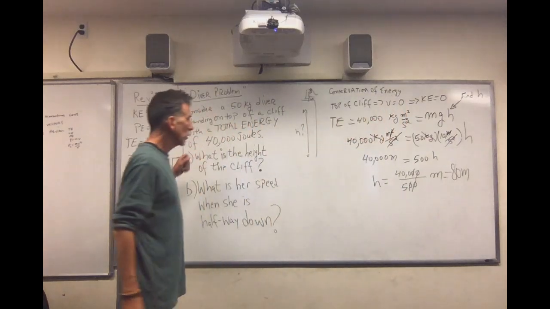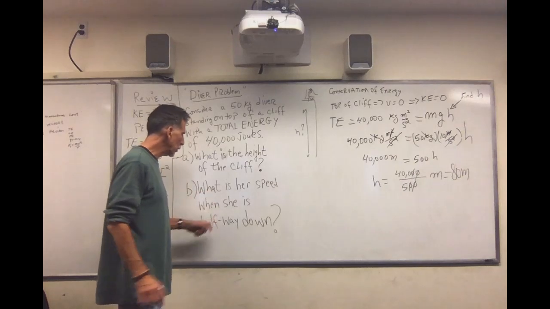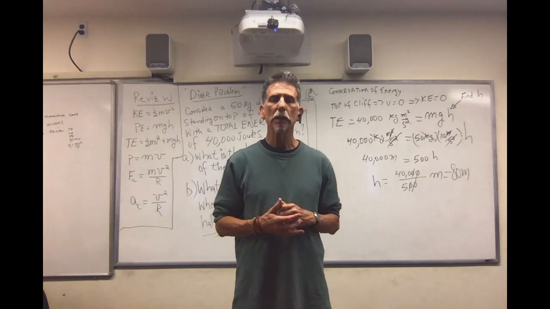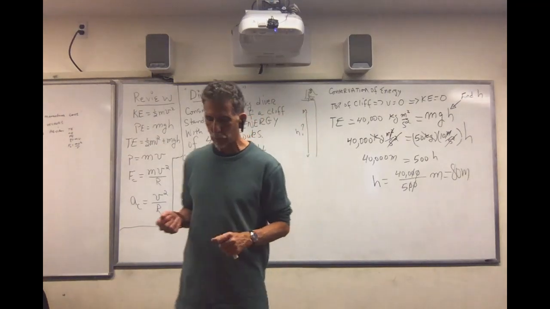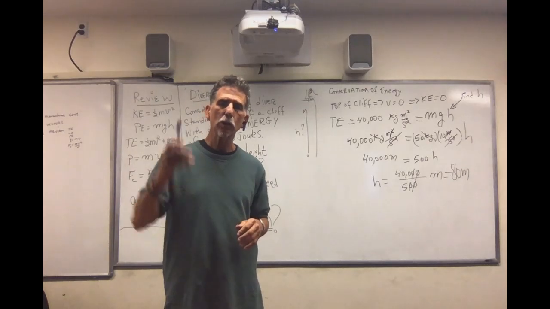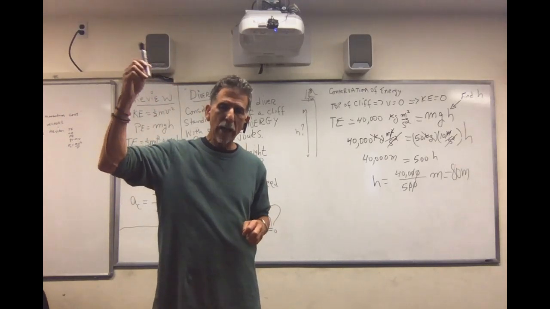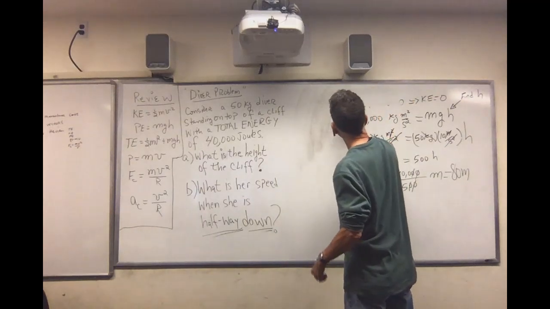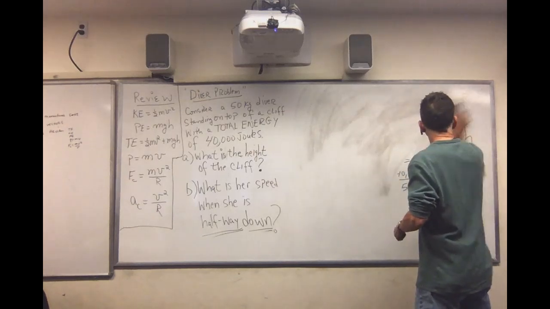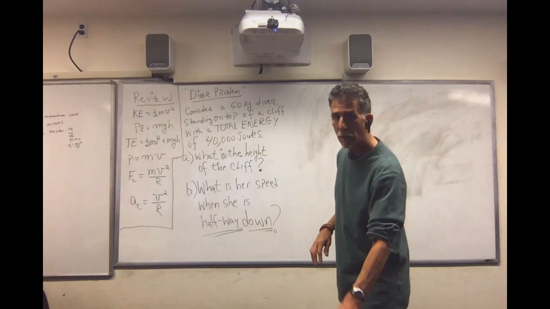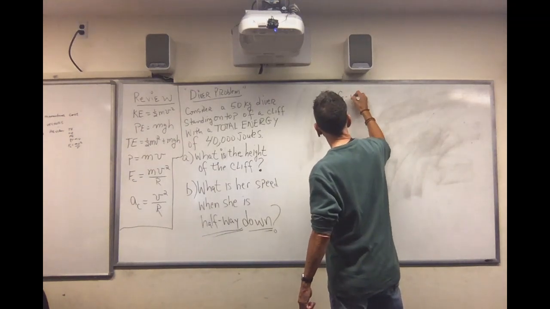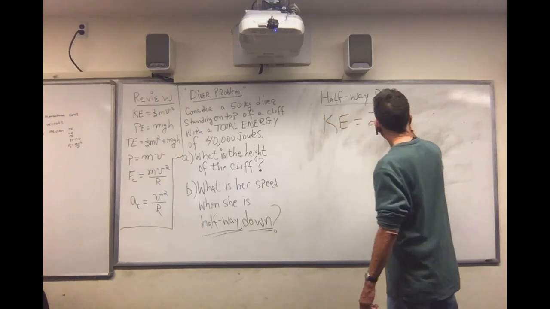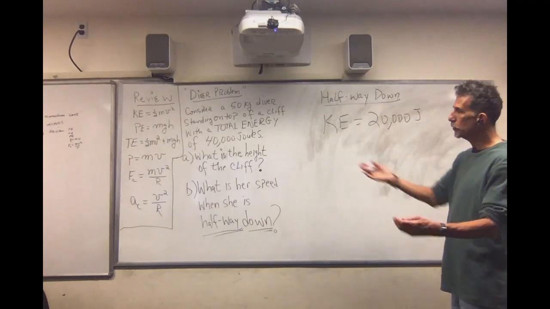Part A, done. Part B, what is her speed when she's halfway down? Well, what's her total energy when she's halfway down? Well, her total energy, remember, by conservation of energy, does not change. So her total energy is still 40,000 joules. But now, when she's halfway down, that 40,000 joules that was all potential energy at the top is now half potential and half kinetic. So halfway down, her kinetic energy is going to be 20,000 joules. It's half of what it started with.